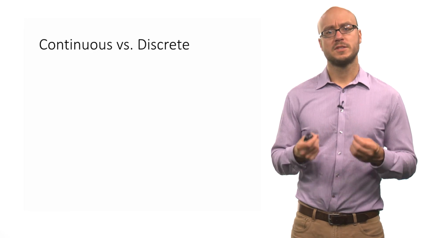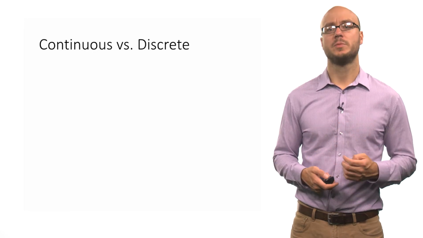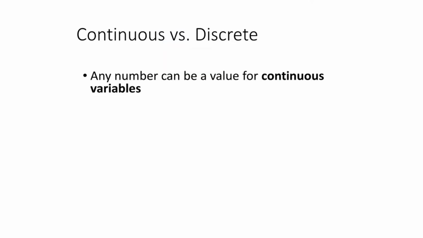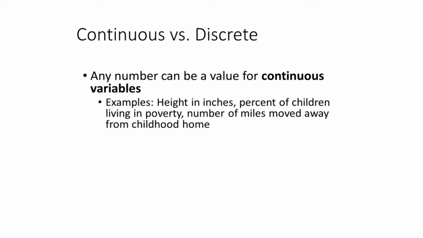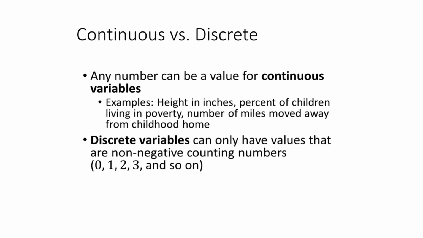For numerical variables, it's useful to further distinguish between continuous numerical variables and discrete numerical variables. A continuous numerical variable can take on any number. So, for example, height in inches, or percent of children living in poverty, or the number of miles you might have moved away from your childhood home. Each of those variables is continuous in the sense that it's possible to have many decimal places. So your height in inches might be 70.23589 inches.